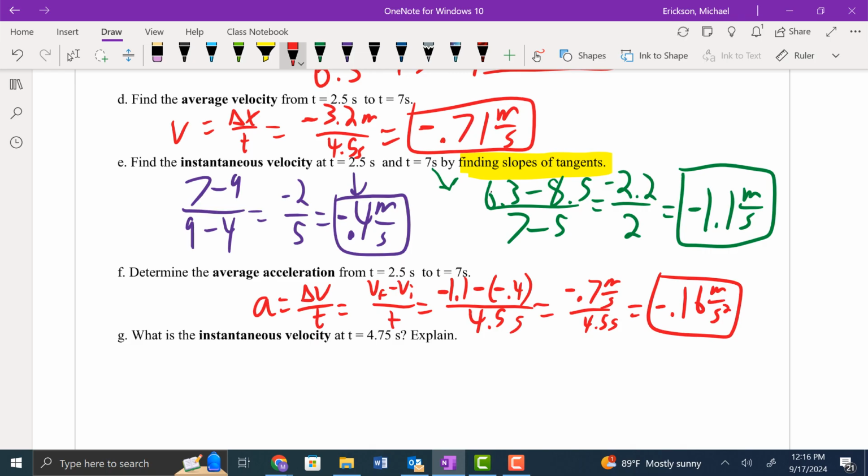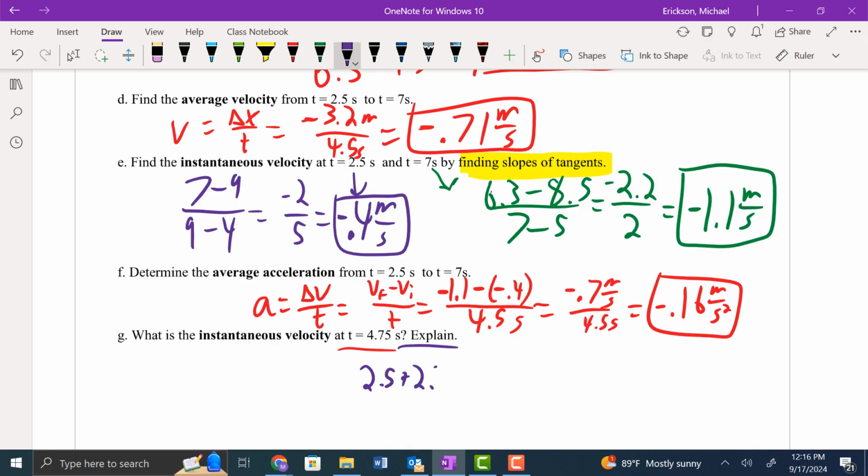Now they ask us, what is the instantaneous velocity at 4.75 seconds? And they have this explained here. So that might be a hint to you that maybe there's an easy way to solve this. And the easy way is I took the average velocity from 2.5 to 7 seconds. Right in the middle of 2.5 to 7 is 4.75 seconds. I'll prove that to you.